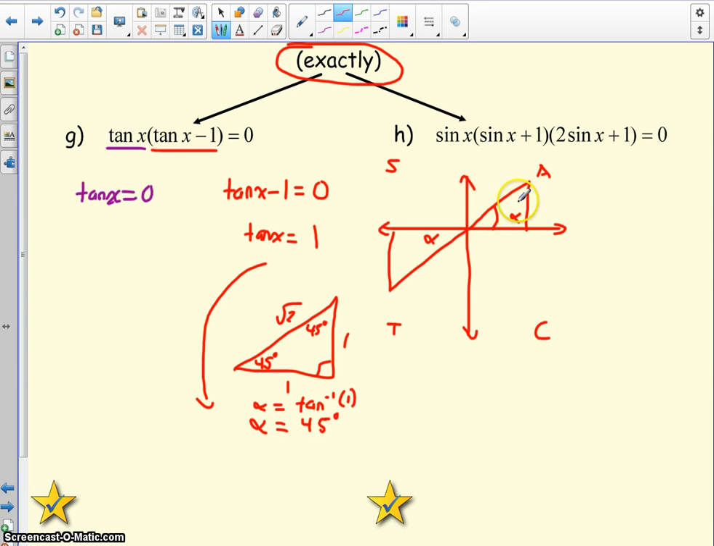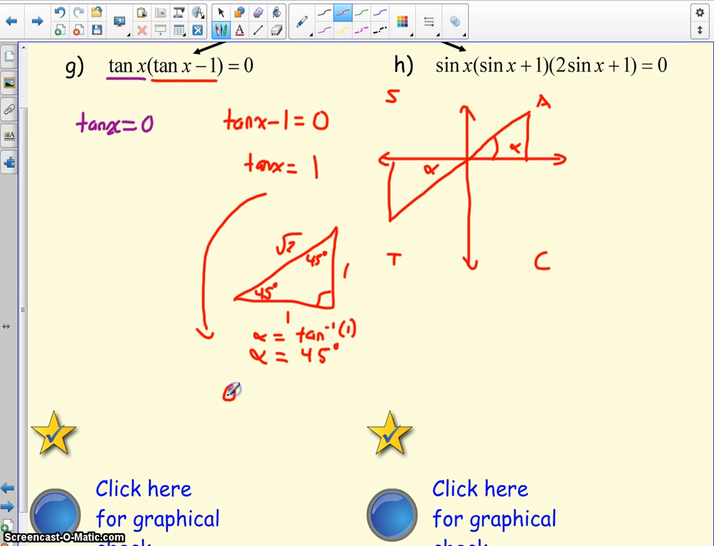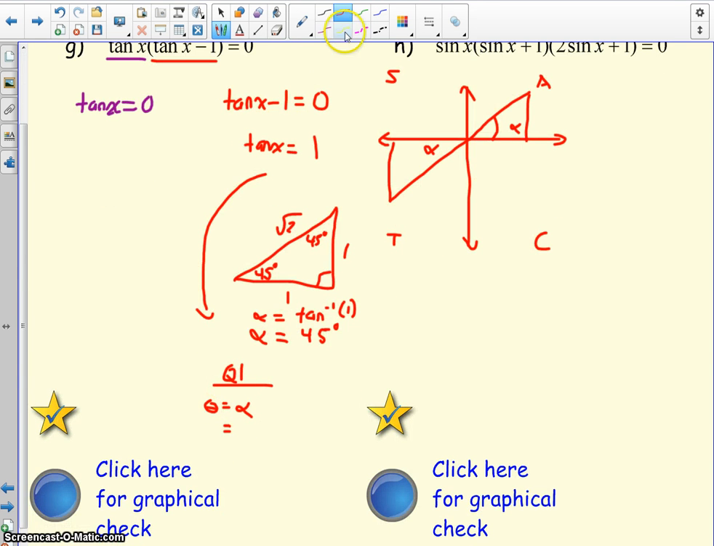Okay. And now that I know that my answers are in quadrant 1 and quadrant 3, well, then I'm off to the races. So in quadrant 1, x equals alpha, so x is 45 degrees. Okay, and in quadrant 3, I'm going to have x being equal to 180 degrees plus alpha, which will give me 225. Okay, so I get these two answers from this factor.